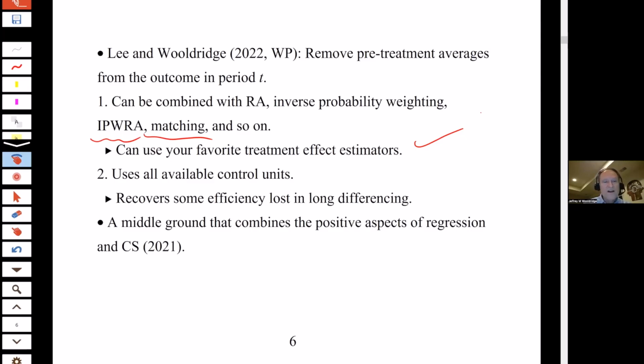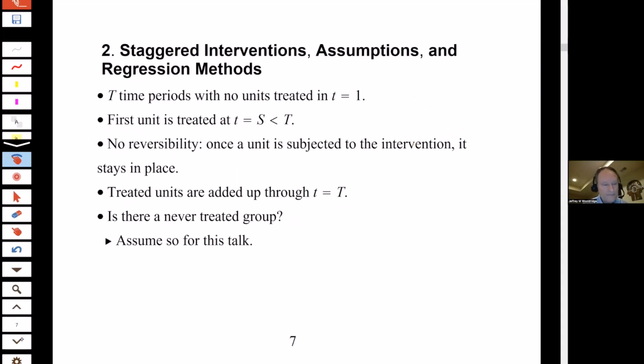Okay, so we wanted something where you could do double robustness and that uses all of the available control units. So we like to think of this as a middle ground between the regression approach where you just assume the conditional expectations are linear, and the Callaway Sant'Anna approach where you're not using all of the available control groups. Okay, so let's quickly set up the notation.